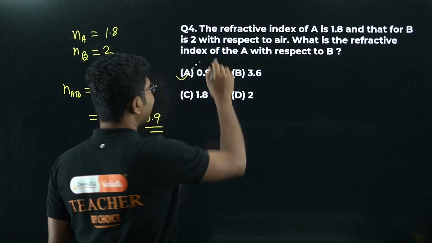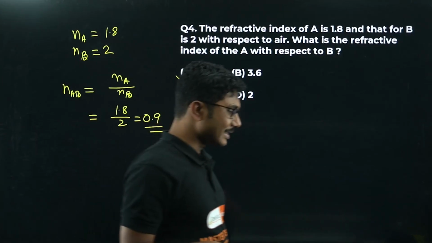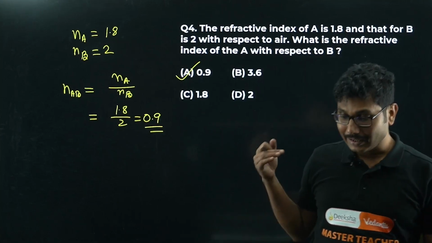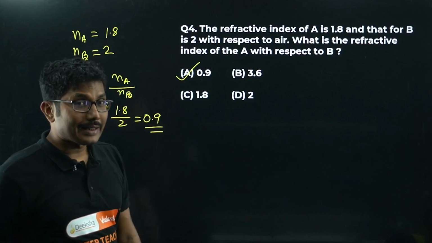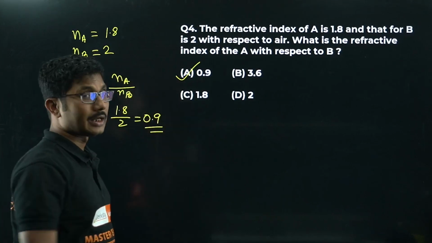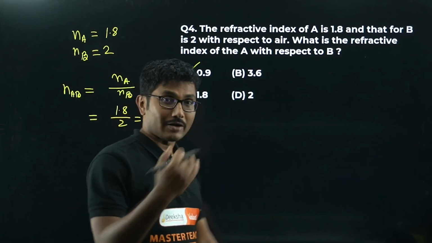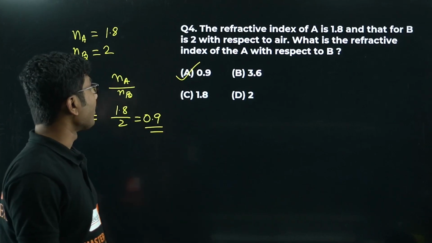To make you understand, the refractive index can be less than 1 if it is a relative refractive index, right? So if it is a relative refractive index, the refractive index can be less than 1, but absolute refractive index cannot be less than 1. That is very important. Next question.